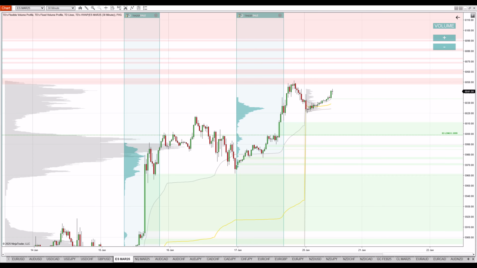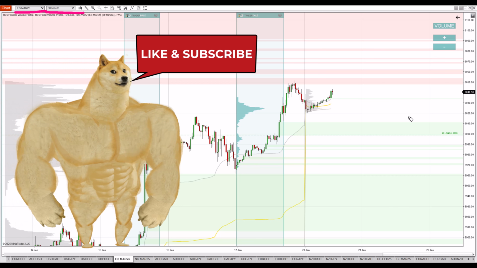What you see before you is the NinjaTrader 8 platform with my custom-made volume profile and VWAP indicators, and the chart before you is ES, which is futures for the Standard and Poor's 500 index. It is a 30-minute chart, and what I want to talk about here is a support which formed right here.